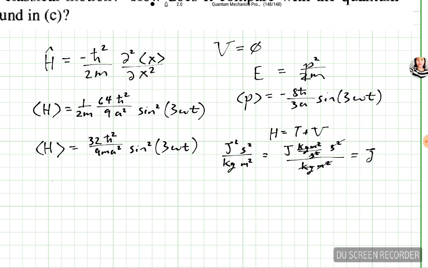Now let's look at our energies, energy 1 and energy 2. So that'd be n equals 1, pi squared h bar squared over 2ma squared. Energy 2, our n equals 2, so we have 2 squared, which is 4, over 2ma squared.